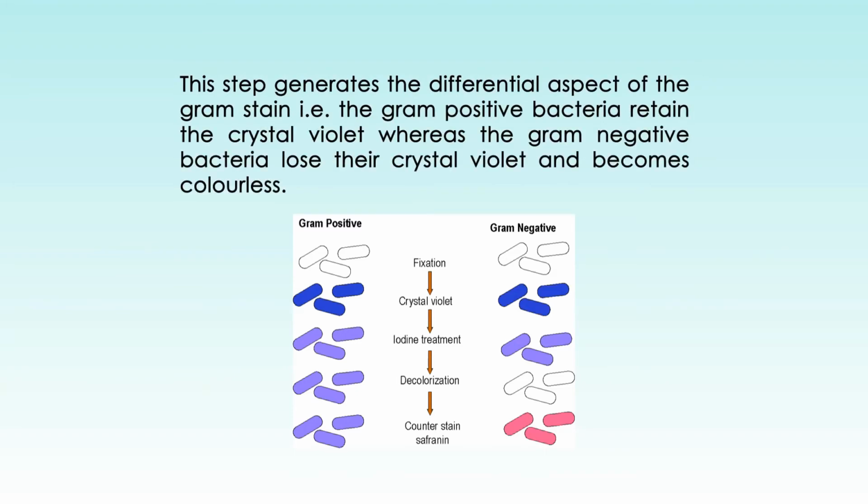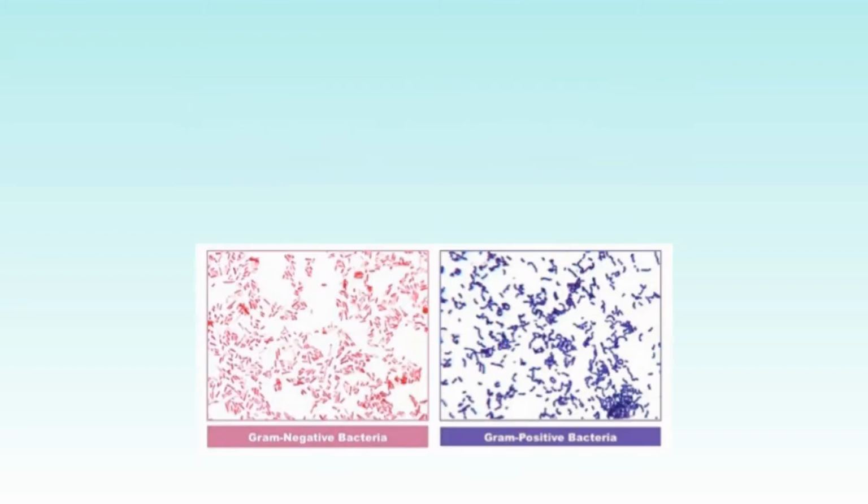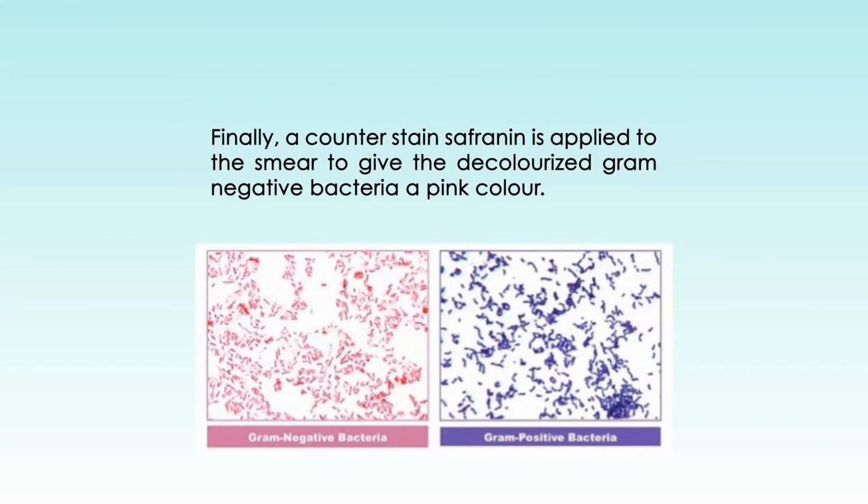This step generates the differential aspect of the Gram stain, that is, the Gram-positive bacteria retain the crystal violet, whereas the Gram-negative bacteria lose their crystal violet and become colorless. Finally, a counterstain, which is known as safranin, is applied to the smear to give the decolorized Gram-negative bacteria a pink color.